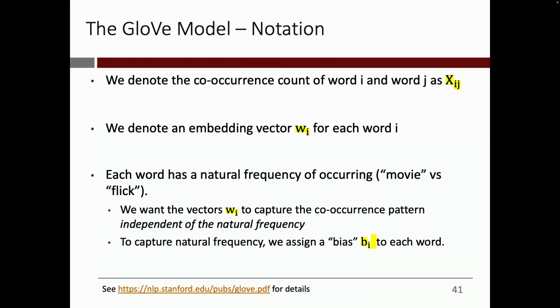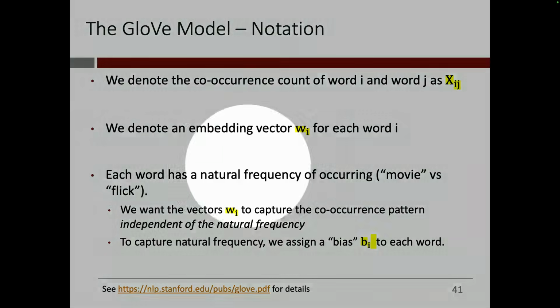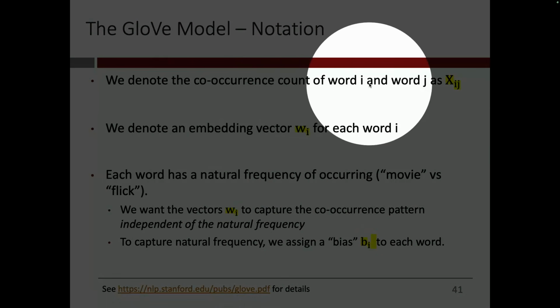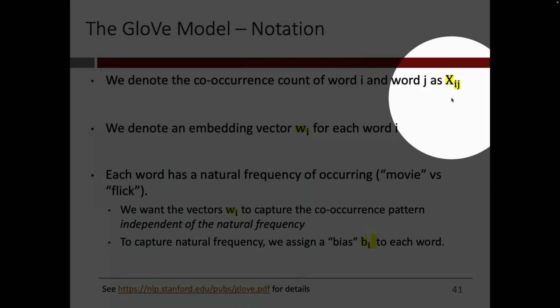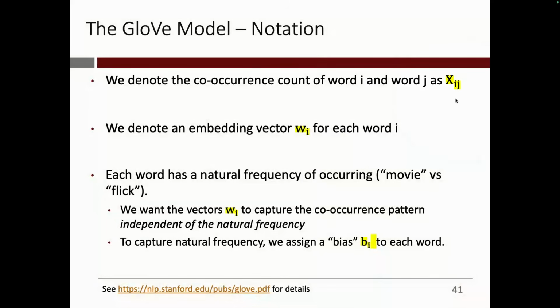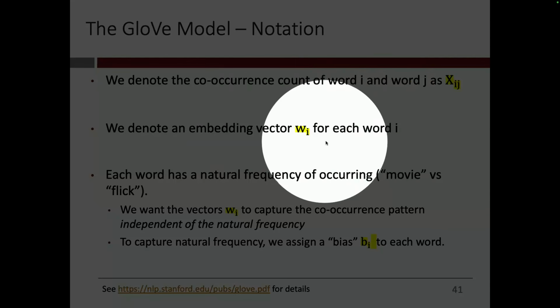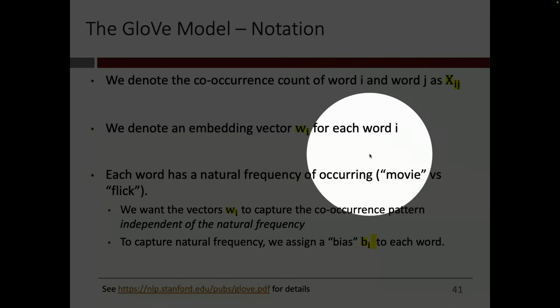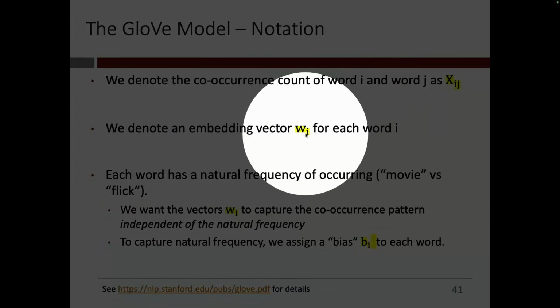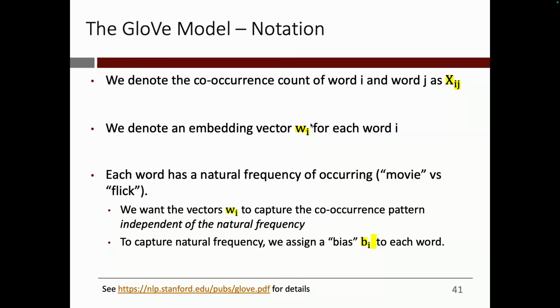So first, I have to inflict some notation on you. We will denote the co-occurrence matrix of, say, words i and j as Xij. Xij is just data. It's not a variable, it's data. And then we will denote an embedding vector for each word. Remember, we need to calculate a vector for each word. So we'll call it Wi. Wi is the embedding vector for each word.